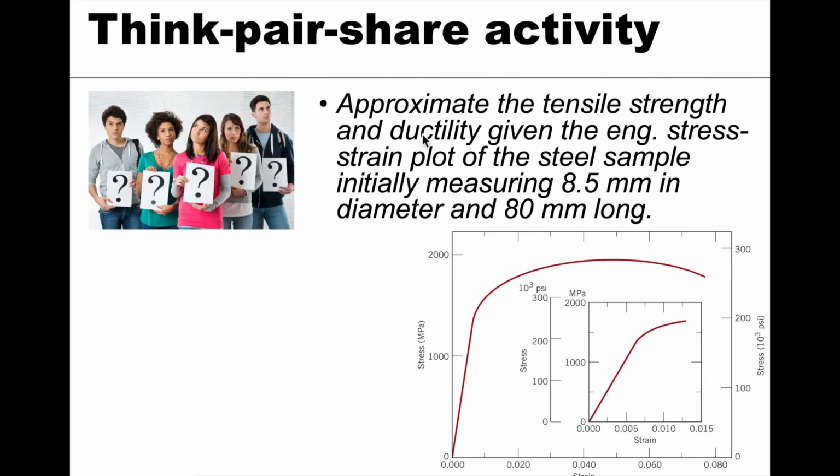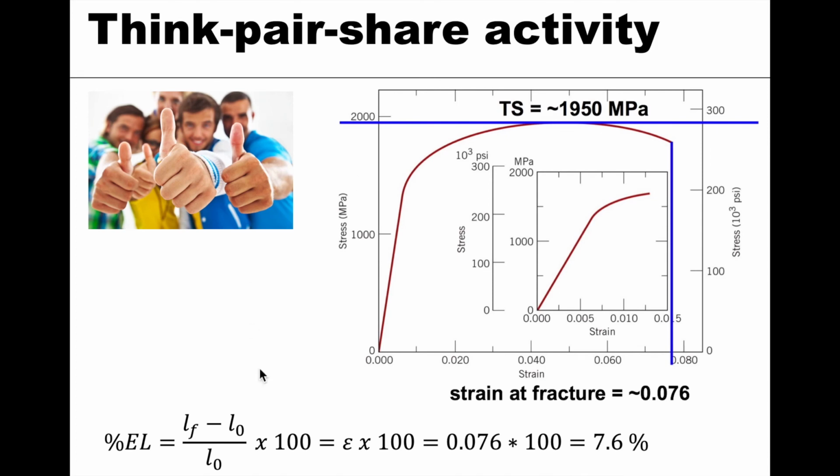The next part it's asking for is ductility, and it gives us the initial measurements as well. If you remember, ductility can be measured by percent elongation or reduction in area. The strain on the curve is always going to be an axial strain, not lateral, and so this is going to be related to the length. The strain value at failure, which would be this point right here, if we go down, we see that the strain there is approximately 0.076.